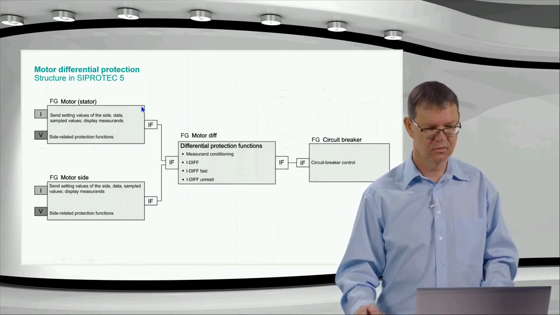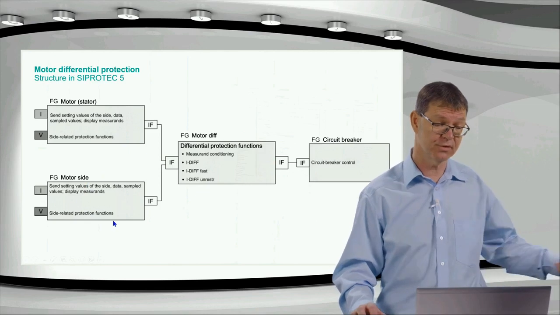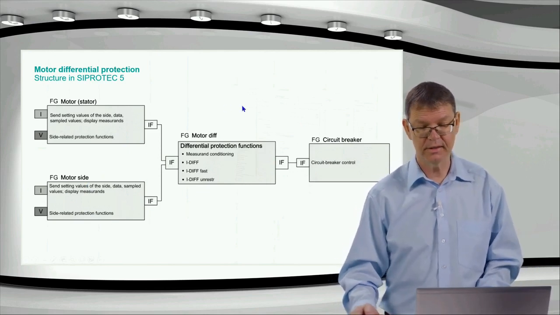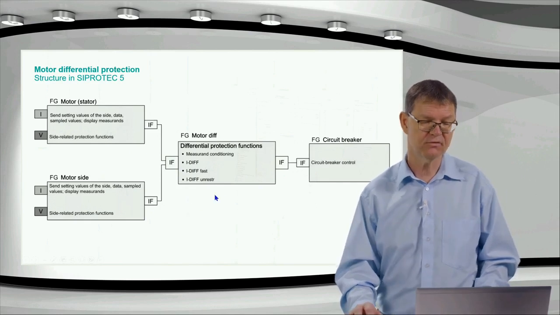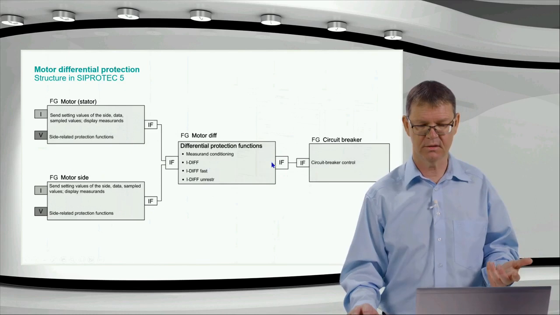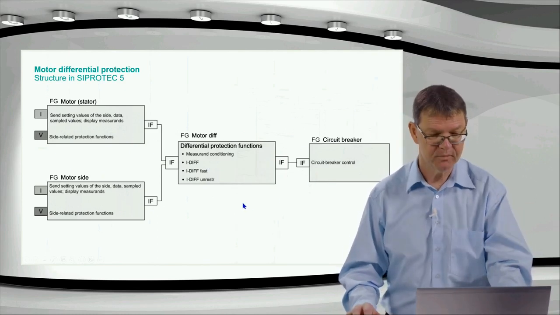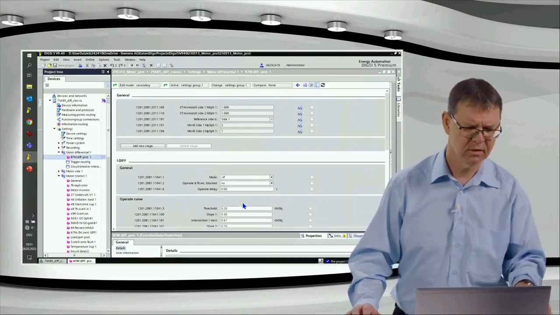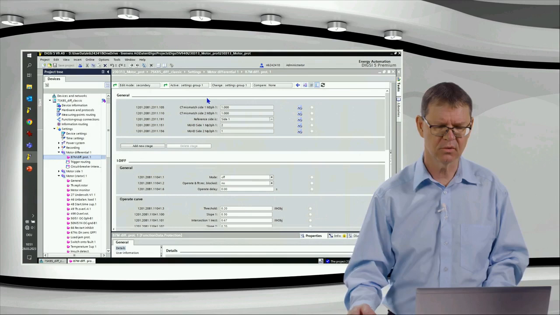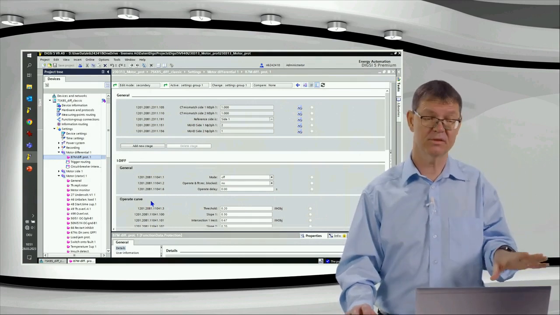So I have here the motor stator with all the protection functions, and the motor side for the second current transformer that comes in here. They are internally linked to the motor diff protection function, where I have the stages of this differential protection, and this is then connected to the circuit breaker. I think this is now a little bit too far for those who have not yet worked with DIGSI, so I will just show that diagram on the slides.